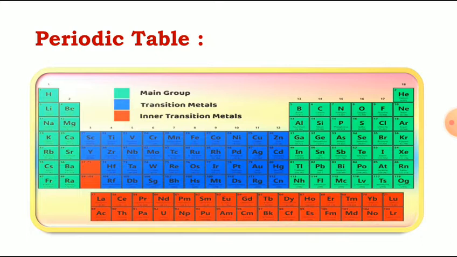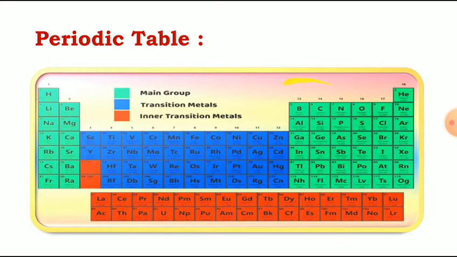Now, in between, this blue part is the transition metals. In this semester we are not going to see the transition metals and inner transition metals. See this red area, that is the S block, and the blue will be the D block elements, which we are going to learn in the next semester. In this semester we are going to learn only the S block and P block.